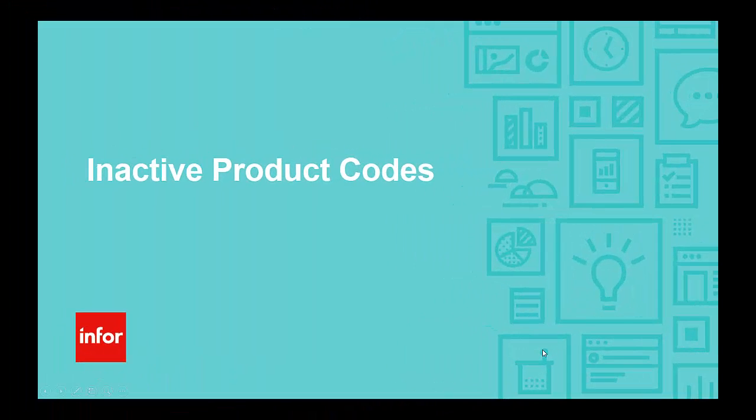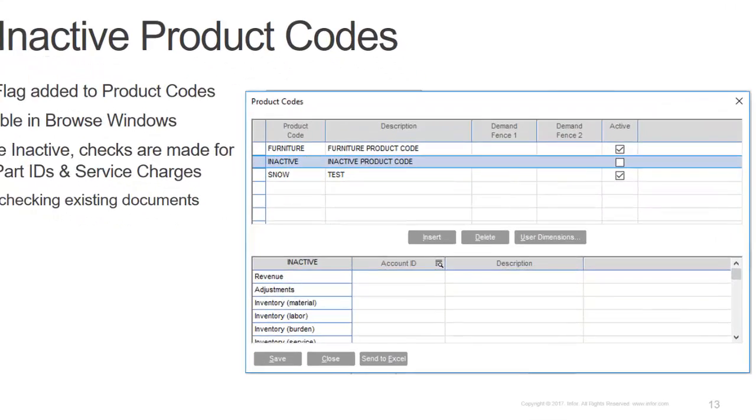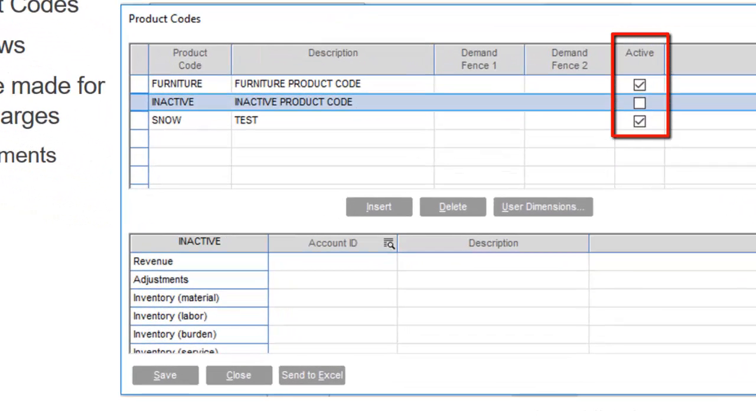Product codes can now be made inactive. The active flag has been added to the product code maintenance. In order to make a product code inactive, there's a check that will go through to see if part IDs and service charges are obsolete. We're not checking for documents at this point in time. The entire system has been updated for product codes. Primarily, the browse windows will no longer include inactive product codes.